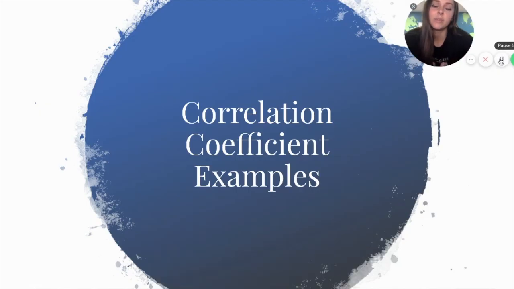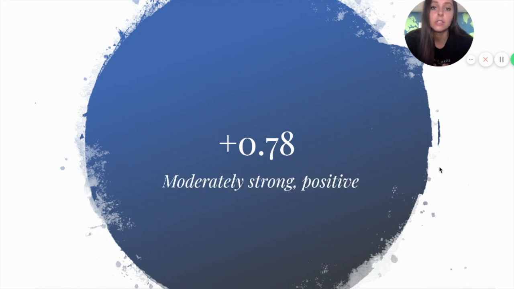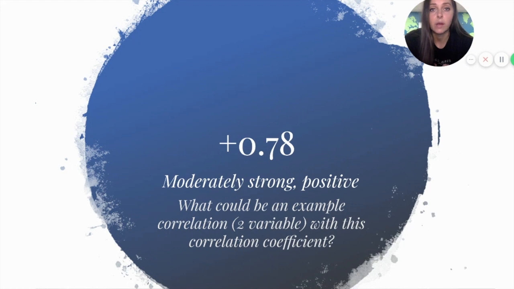Okay, let's take some of that information that we just learned and see if we can apply it to some examples. So you have a plus sign and then you have 0.78. So if you're looking at that, hopefully you would recognize that the plus sign means this is positive, and then 0.78 is a pretty strong correlation. So this would be a positive correlation, and it would be moderately strong. Because remember, just the plus or negative determines if it's positive or negative, and then just the number determines the strength. So come up with an example of two variables that would have this type of positive correlation.